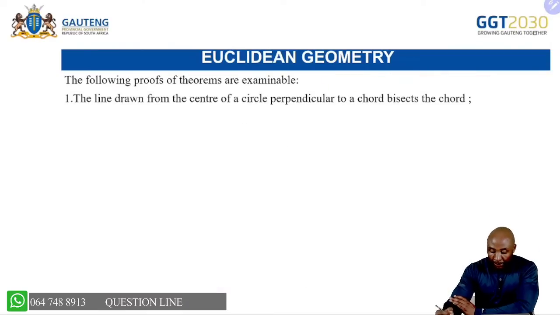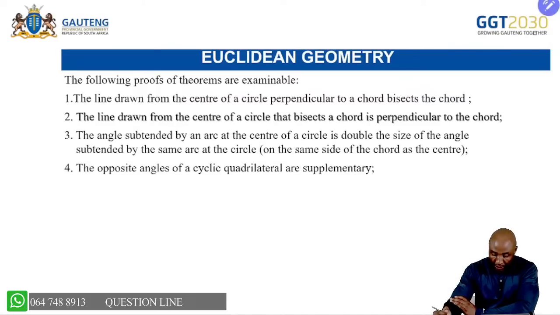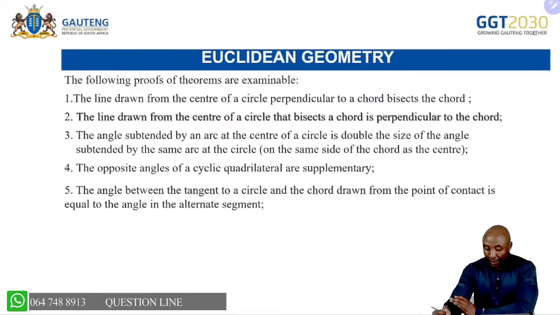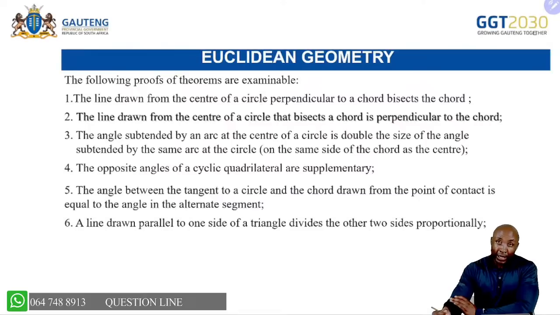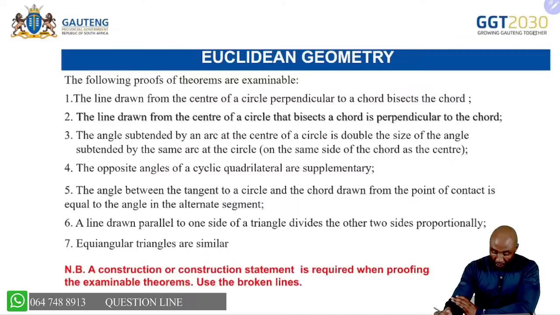So for our examinable theorems, I will just illustrate the diagrams that are given. So these are the theorems that are examinable for our exam. There are 7. There were initially 6. You can see number 2 is the new one that was added in our 2021 examination guidelines.